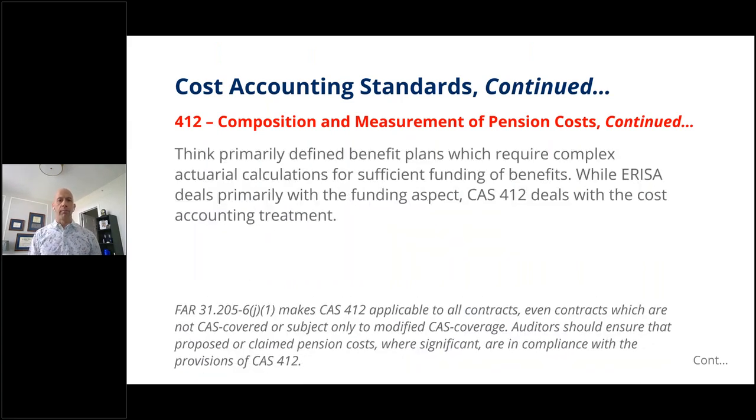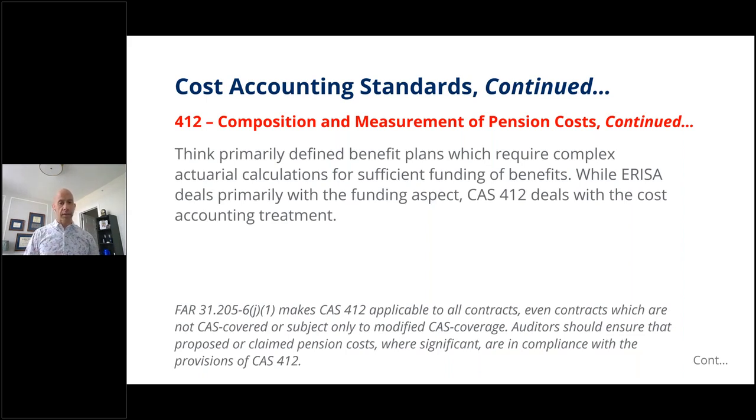Again, think about those defined benefit plans. If you're not familiar with defined benefit plans, there are some very complex actuarial calculations. You have to look at the people that are in the plan and what their expected lives are, and a lot of stuff that goes into it. ERISA primarily deals with the funding aspect, making sure, and that's a whole other conversation about pension plans and funding and following ERISA, beyond the scope of this. CAS 412 here deals specifically with the cost accounting treatment of those things for government contractors.